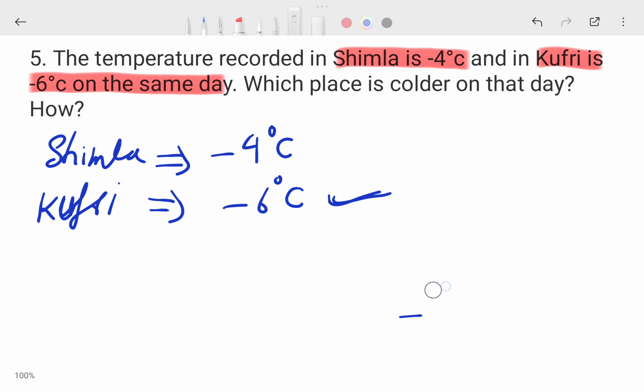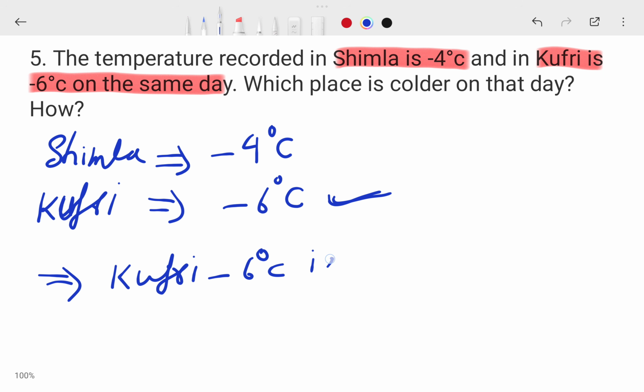So now let's write the answer. In the answer you can write which place is colder on the day. You can write Kufri. Then you will write: -6 degrees Celsius is colder on that day. So -6 degrees Celsius is colder on that day.